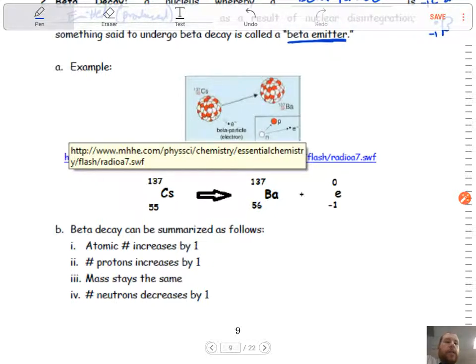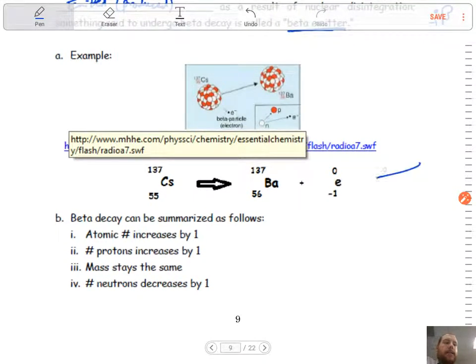You could go to this website, guys, if you wanted to, and see a little simulation. It's the same idea as we were doing with alpha decay, except now instead of an alpha particle, it's a beta particle. One thing to know is that this is a -1, because it's an electron that we're losing essentially. So in terms of your math, make sure you're on the lookout for that. Here's a summary of beta decay: atomic number increases by 1, number of protons increases by 1, mass stays the same, number of neutrons decreases by 1. So basically, a neutron becomes a proton. That's essentially what's happening in beta decay.